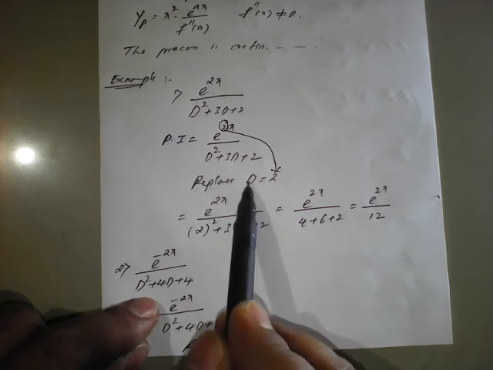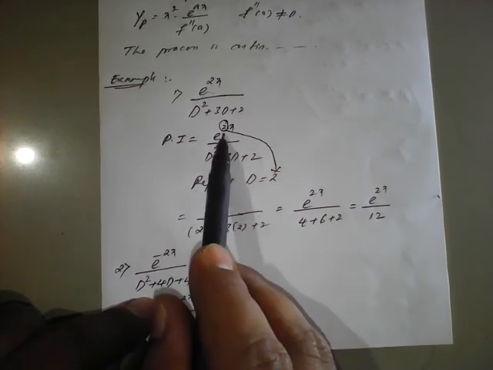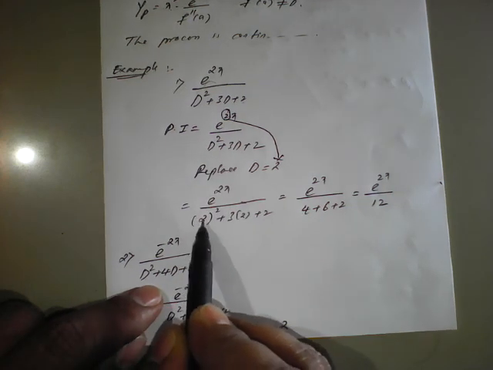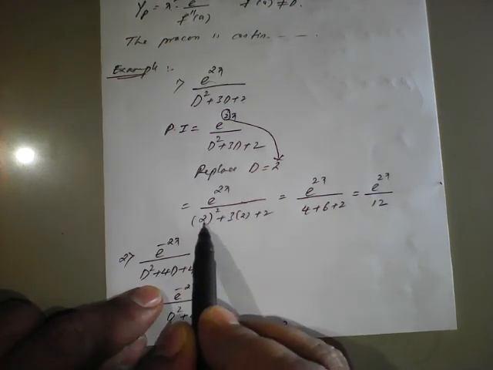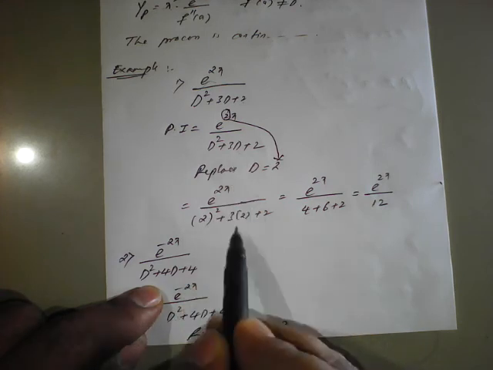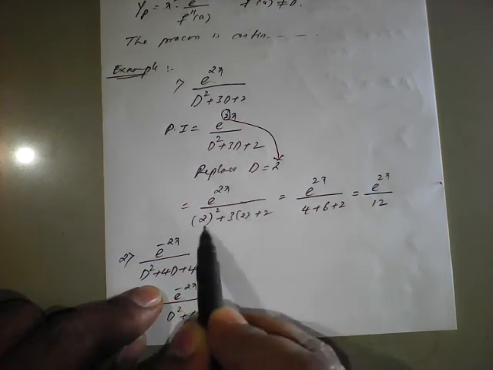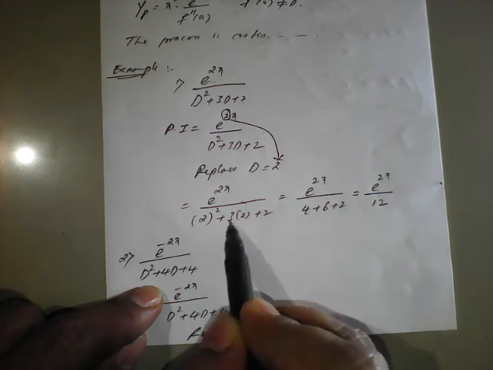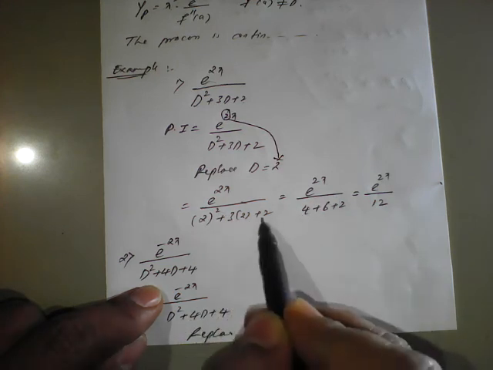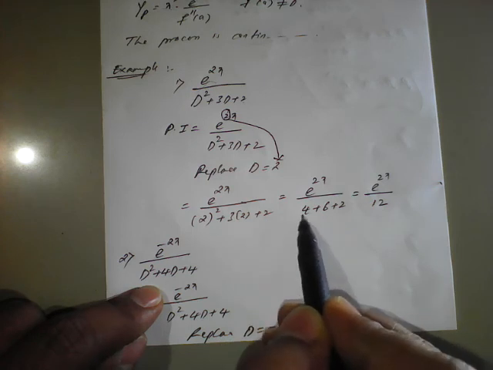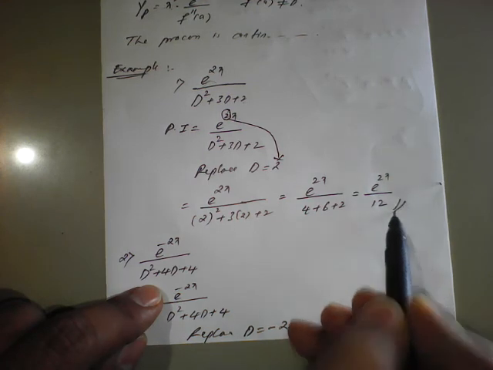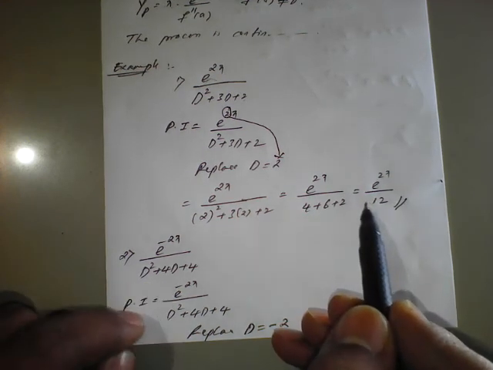If I consider D is equal to 2, then D square we write as 2 whole square, plus 3 times 2, plus 2, with e raised to 2x as it is. So 2 square is 4, 3 twos are 6, 2 as it is: 6 plus 4 is 10, 10 plus 2 is 12. So this is our result for how to find PI.